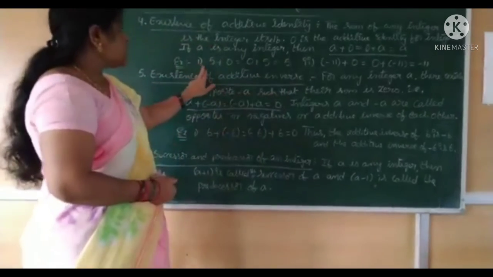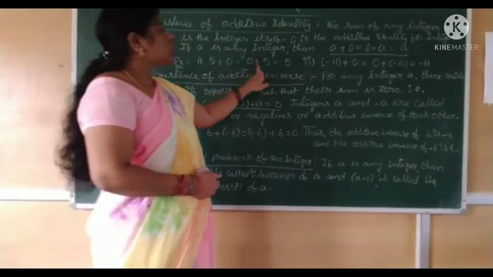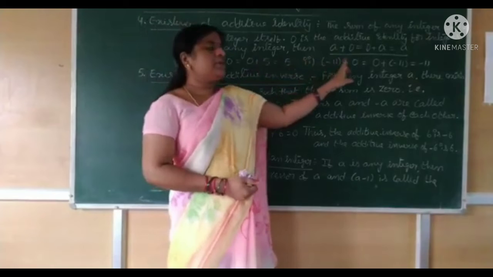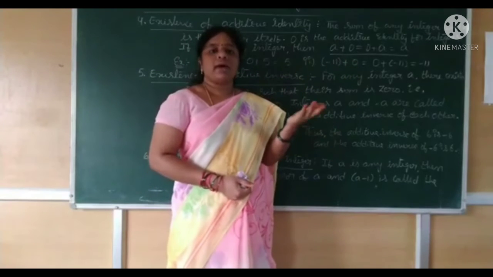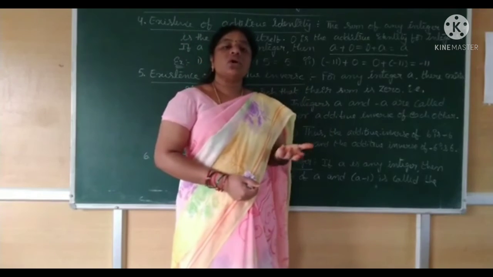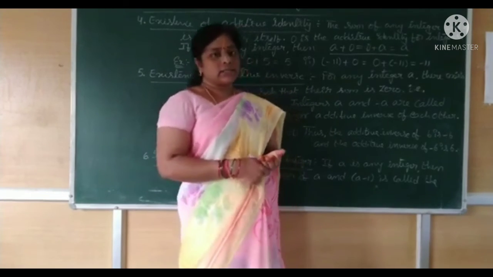Okay. So this is example: 5 plus 0 or 0 plus 5, the result is 5. Minus 11 plus 0 or 0 plus minus 11, the result is minus 11. So what is 0 called? 0 is called additive identity.